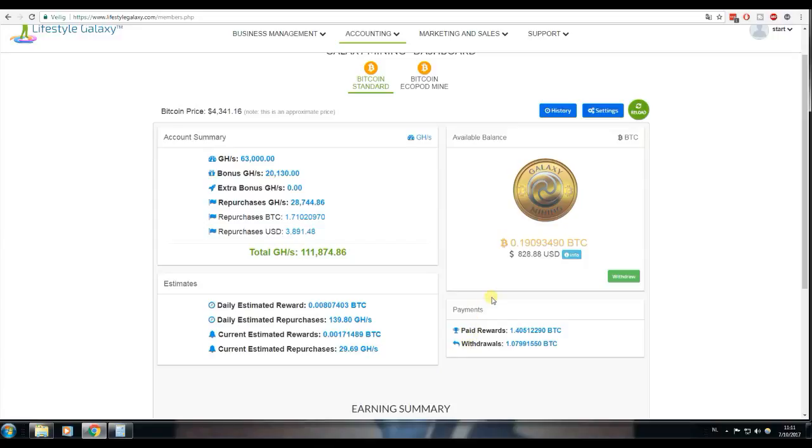So I just bought a $10,000 contract and a $500 contract. The higher the contract you buy, the better the rates. So actually a $10,000 contract is the most interesting.